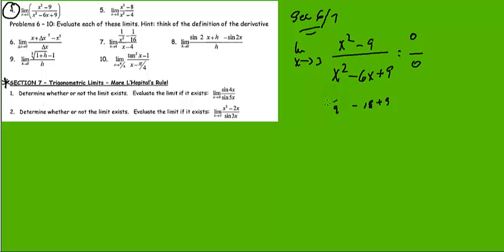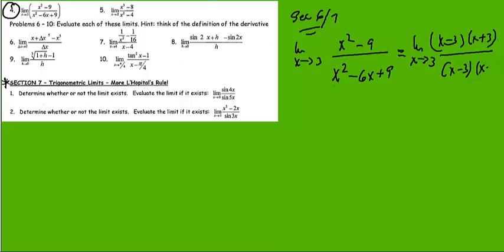So I have to do some algebra. I'm going to show you the old school way, doing some algebra, and then I'm going to show you what's called L'Hopital's rule. The old school way is to factor this. So the limit as x goes to 3, I have x minus 3 times x plus 3, and then the bottom I need to factor. I'm looking for factors of 9, so it'll be x minus 3 times x minus 3. They cancel, and then I'm going to have the limit as x goes to 3.